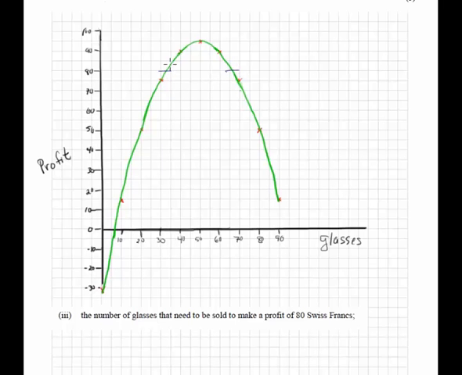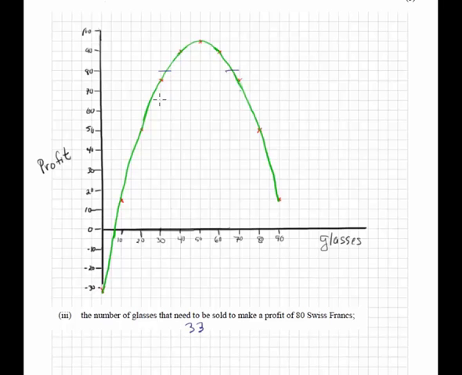So there's actually 2 different values where you can, number of glasses, so make a profit of 80 francs. But if I look at that, that's about halfway between 30 and 35. So tell you what, we're just going to call it 33. Again, you're using your graph, so it should be fairly close to that. And if you said 32, that'd be okay. 34 will be okay. 33 more exact.